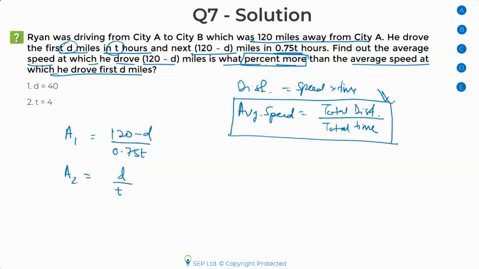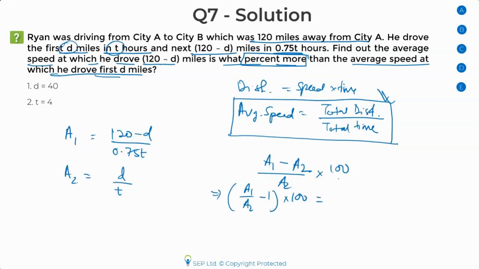The question is again percentage more. So what is A1 is what percent more than A2? I'm finding it with respect to A2, so I'll divide by A2 and multiply by 100. And notice I'm going to do the same thing here. I'll write it as A1 by A2 minus 1 because it helps me cancel out stuff.